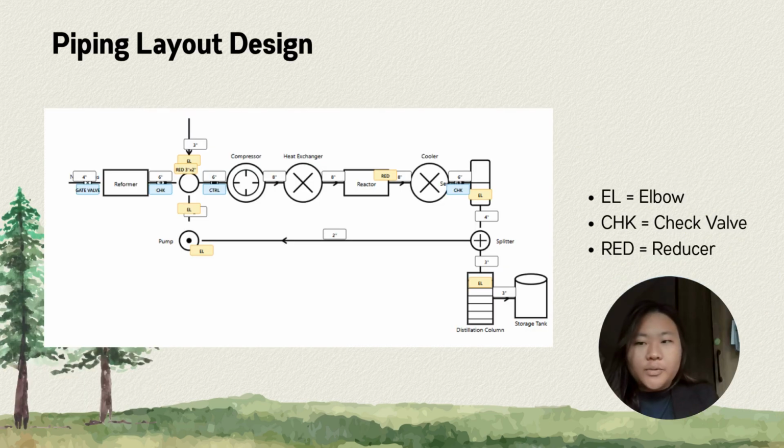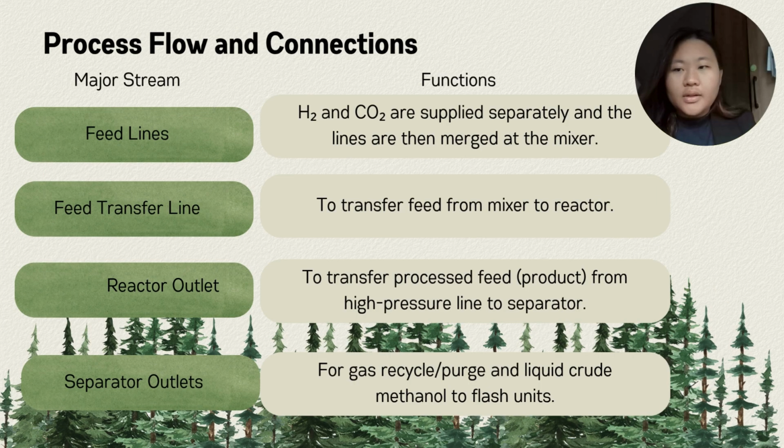The first part of Chapter 3 focuses on the piping layout design. The piping system connects all major units of the methanol plant, starting from the mixer to the reactor, separator, flash unit, distillation column, and finally to the storage tank. So as you can see, the process flow contains major streams from feed lines, feed transfer line, reactor outlet to separator outlets, and the design aims to create a leak-tight, safe, and cost-effective flow network that supports both gas and liquid transfer at varying pressures.